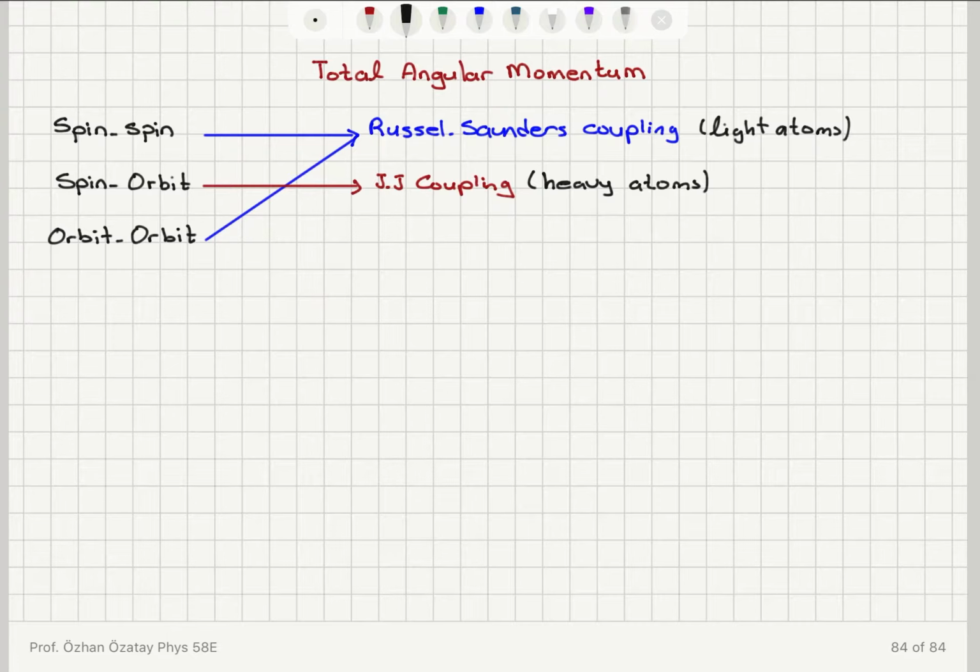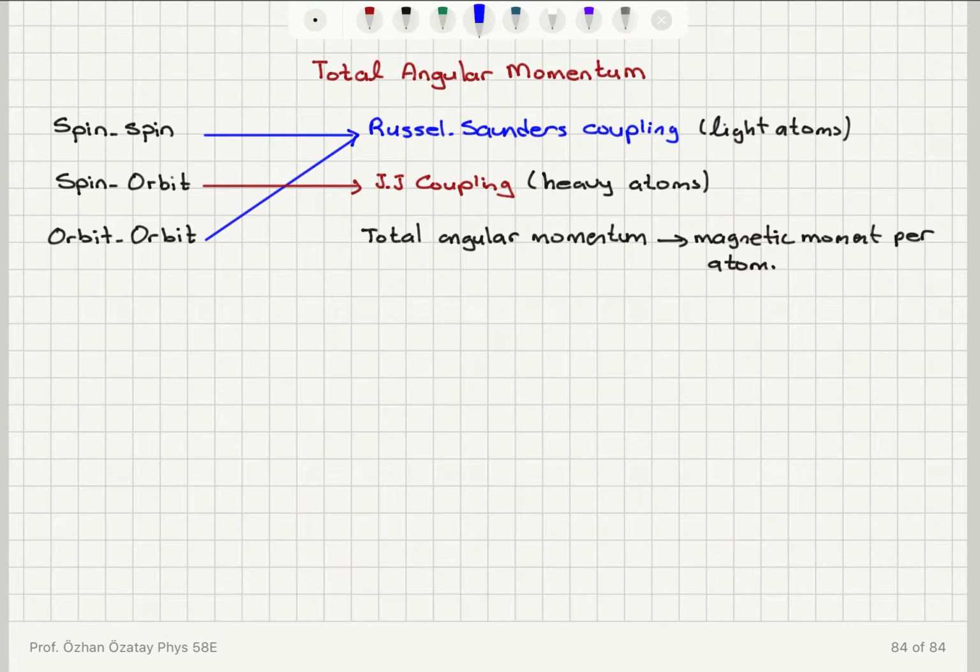So this is going to basically tell us how we're going to add the angular momenta of the electrons. And why are we trying to calculate the total angular momentum? Because the total angular momentum is going to determine the magnetic moment per atom. It will also tell us whether or not it's possible to have a permanent magnetic dipole moment in an atom. So let's start with Russell-Saunders coupling.